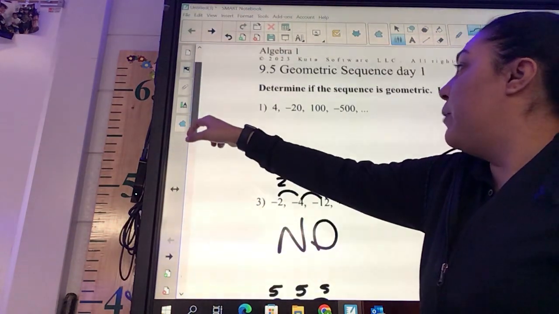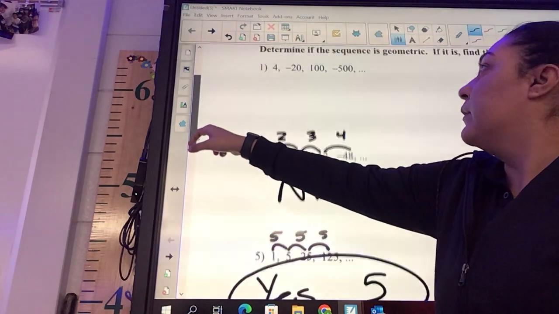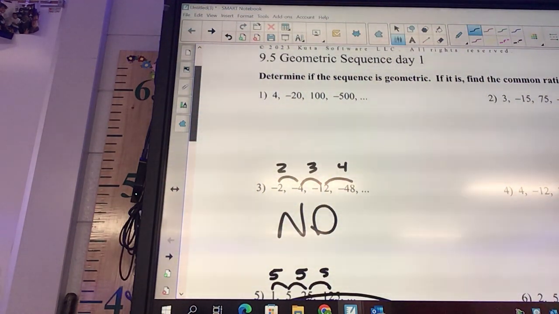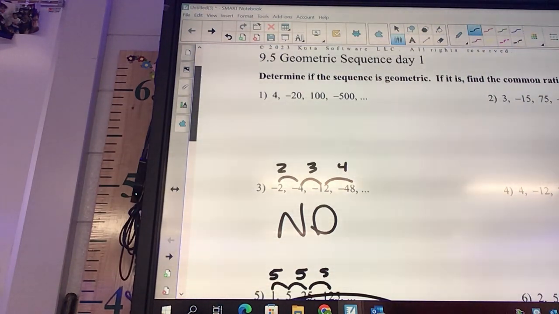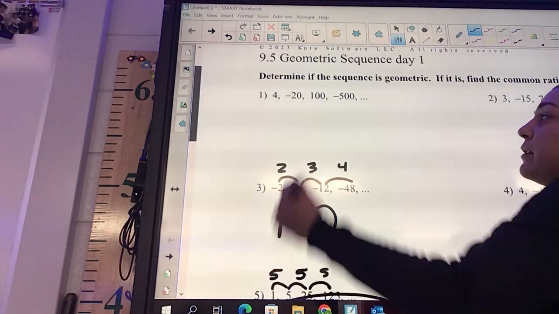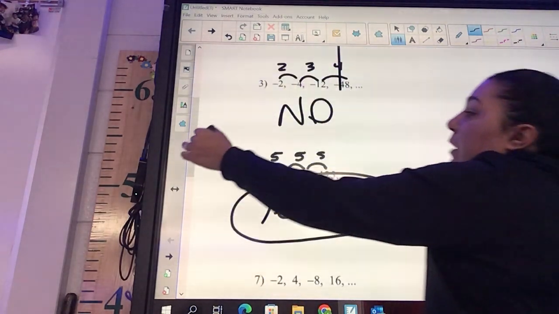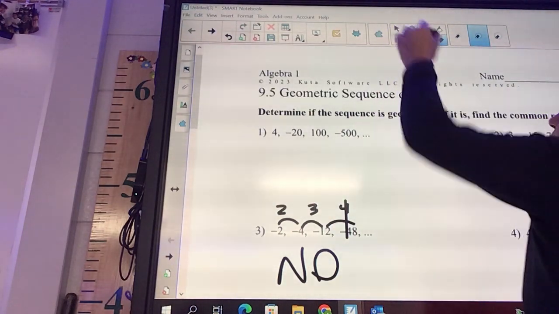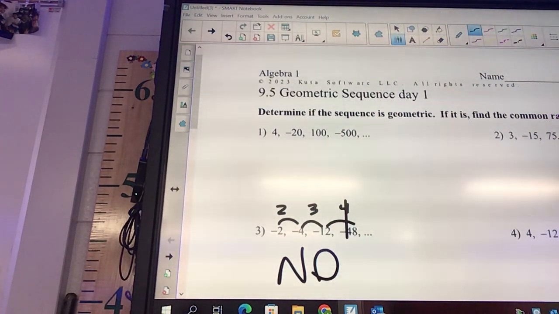Now go back to number 1. My first question, just look at the numbers, not the negatives. Are the numbers increasing or decreasing? Increasing. So start with the bigger, work your way to the smaller. The reason I say to do that is because it's kind of whether you look at it as multiplication or division.